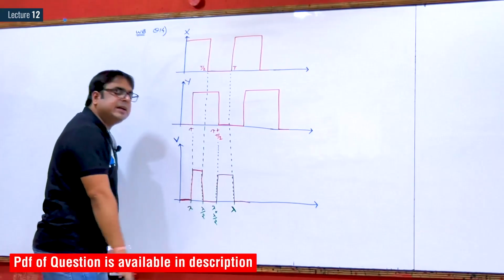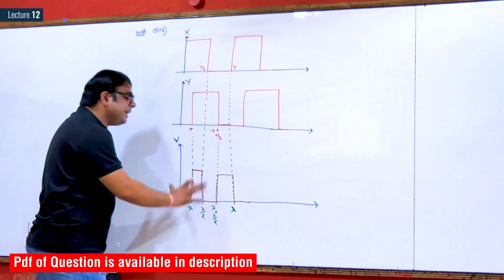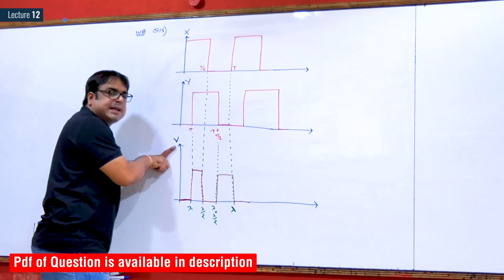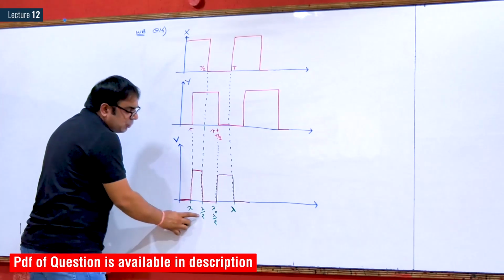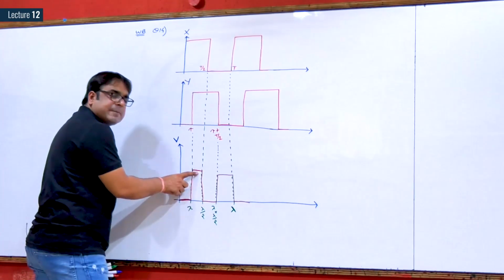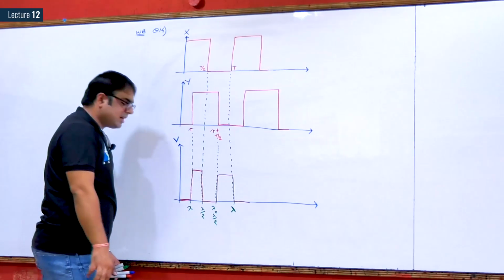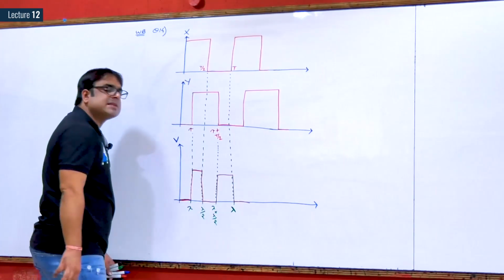Now I have to find the average value of this waveform. So first of all, this is my output of the XNOR gate. From tau to T by 2, it is at logic high. From tau plus T by 2 to T, it is again at logic high. And in these two intervals, it is at logic low.